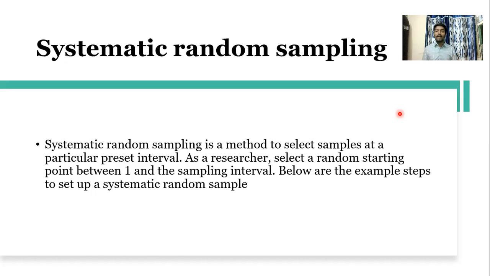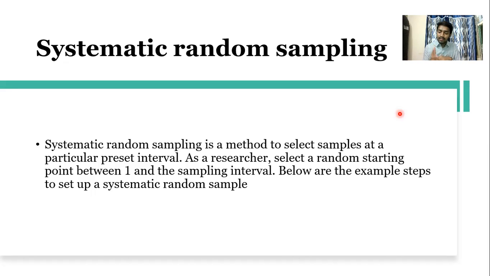There is no scientific way. As I gave a store example, he didn't use any method there. He said you stand at the store exit point and interview every 20th customer who exits the store. He didn't use any logic there. So that is systematic random sampling. It is a random selection of your interval.